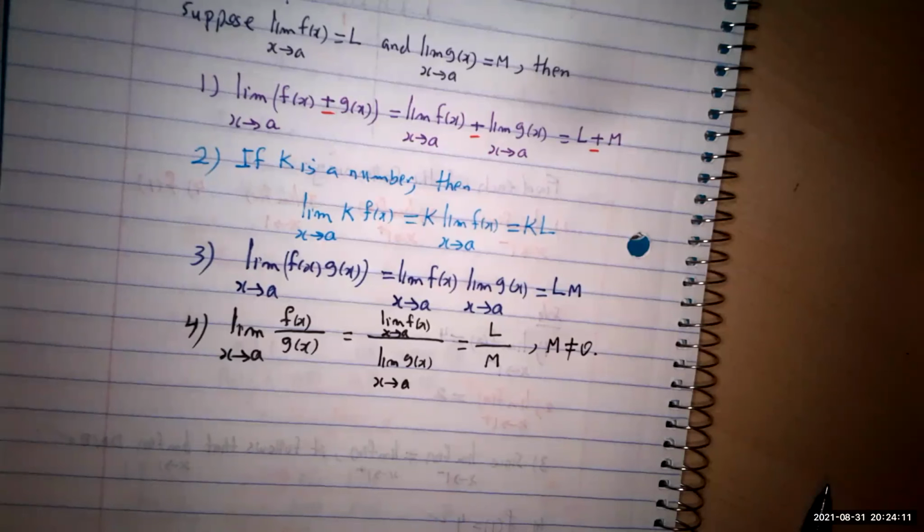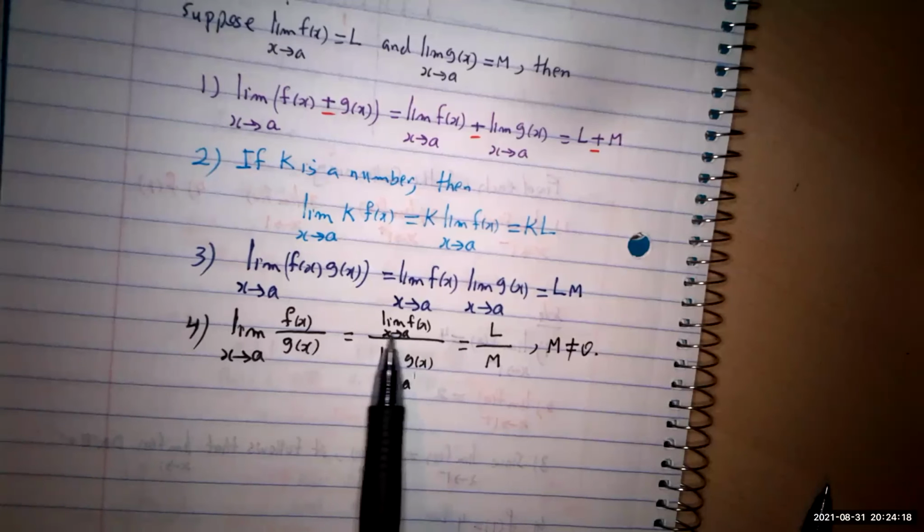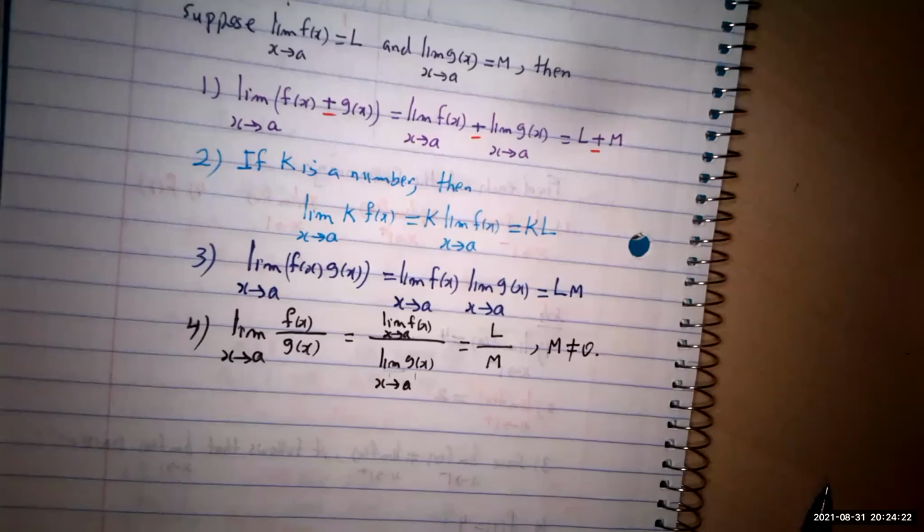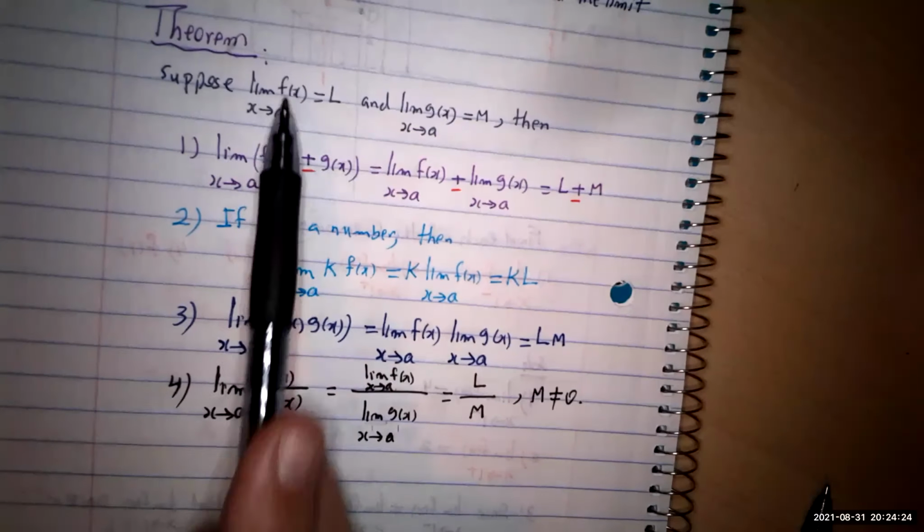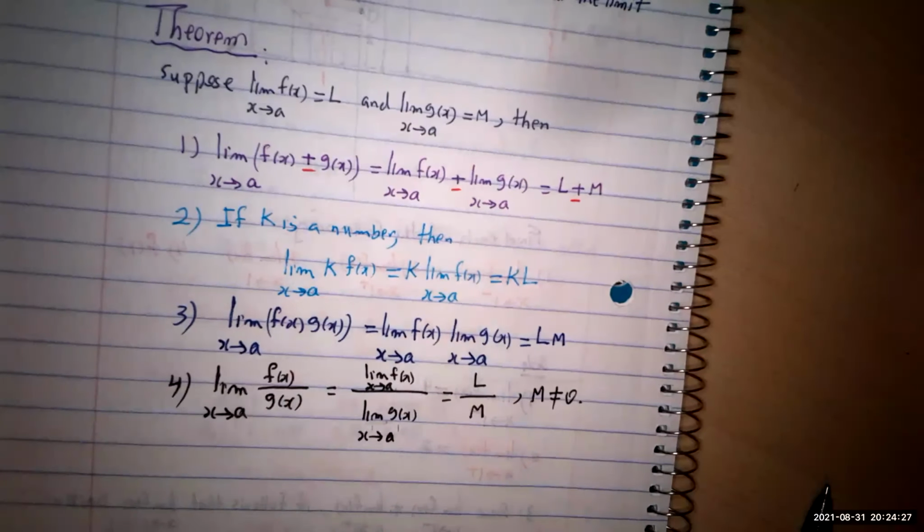It's the limit of the top divided by the limit of the bottom. You see, limit of the top is given to you, L, and the limit of the bottom is given to you, M. You do have these limits at the beginning. The theorem tells you that if you want to find the limit of the quotient, you find the limit of the top and the bottom. The top is L, the bottom is M, so L over M. Okay, any question?